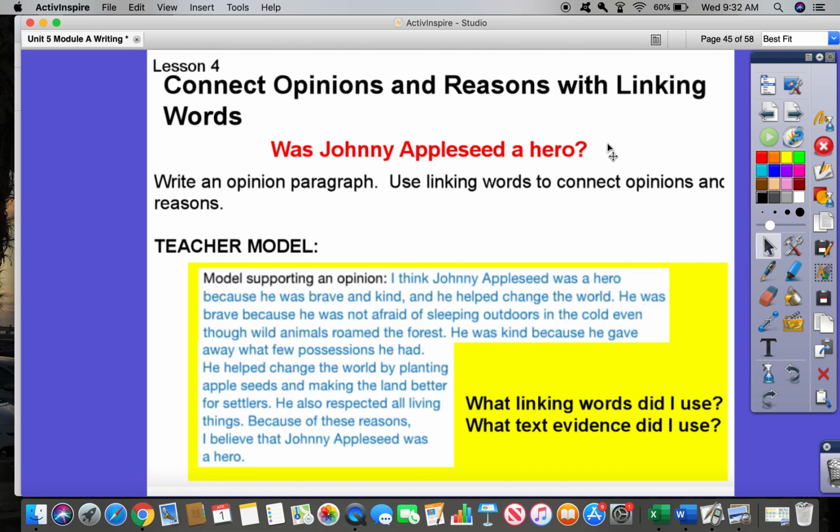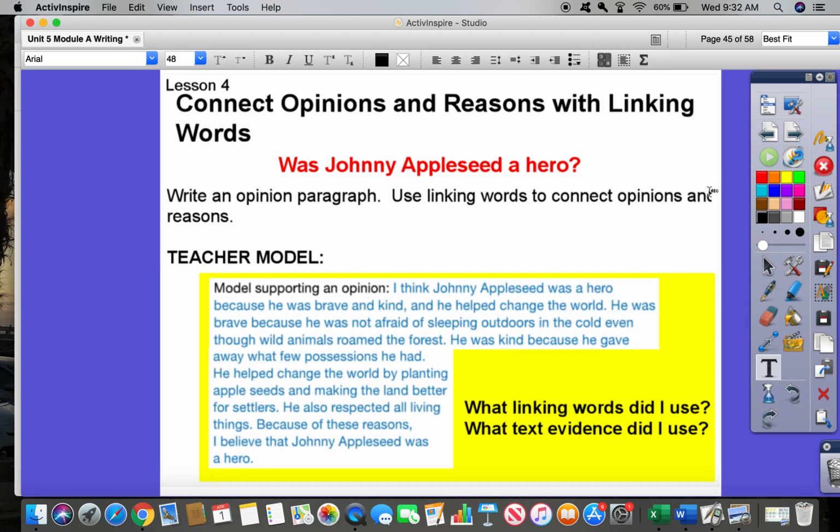Okay, so again, our question is, was Johnny Appleseed a hero? We have to write an opinion paragraph, use linking words to connect opinions and reasons. This should say, I'm going to just put in there a D so we know that that word is "and." My apologies, that got cut off.